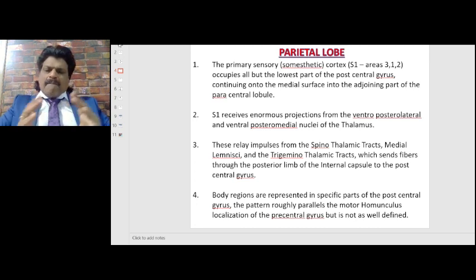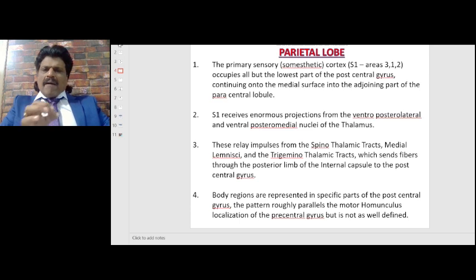These relay impulses from the spinothalamic tracts, which carry pain and temperature, the medial lemniscus or posterior column, which carries joint position and vibration sense, and the trigeminothalamic tracts, which carry sensations from the face, which sends fibers through the posterior limb of the internal capsule to the postcentral gyrus. The body regions are represented in specific parts of the postcentral gyrus. The pattern roughly parallels the motor homunculus localization of the precentral gyrus but is not well defined.